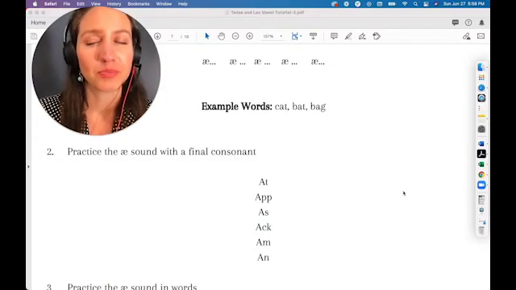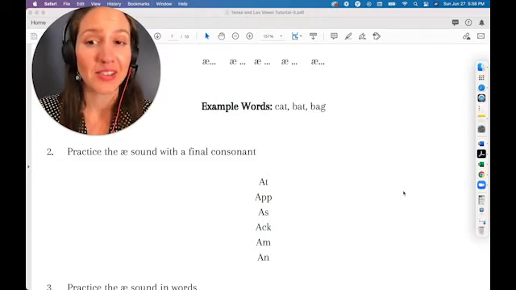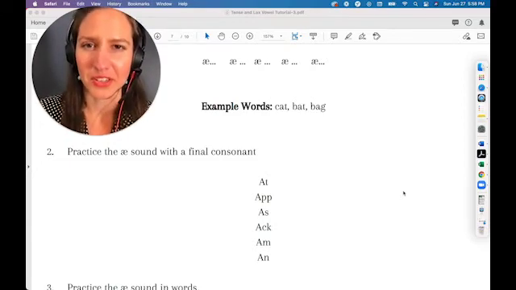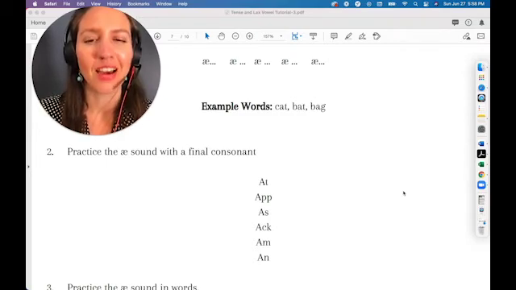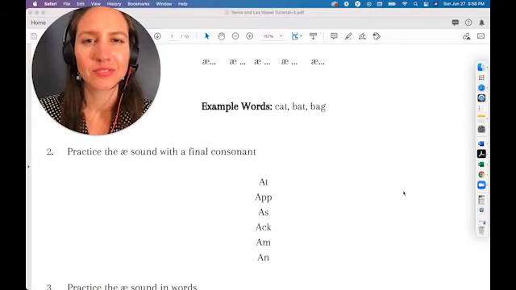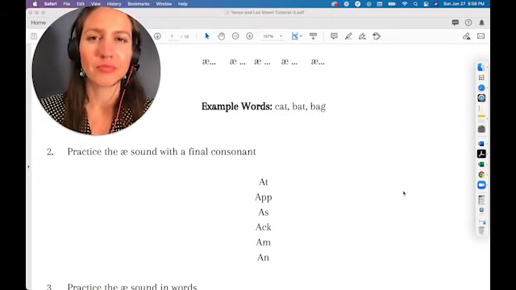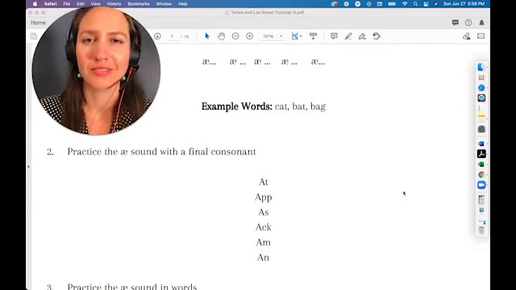Number 2, practice the ah sound with a final consonant. At, ap, as, ac, am, an.